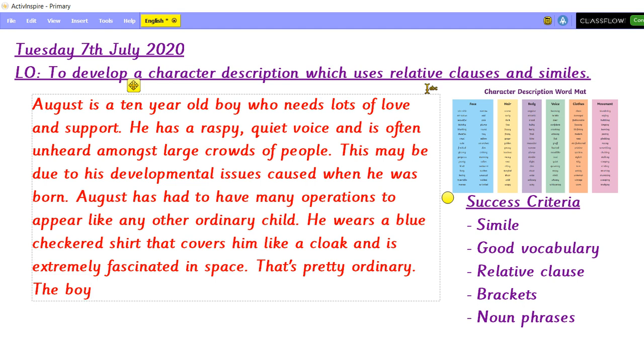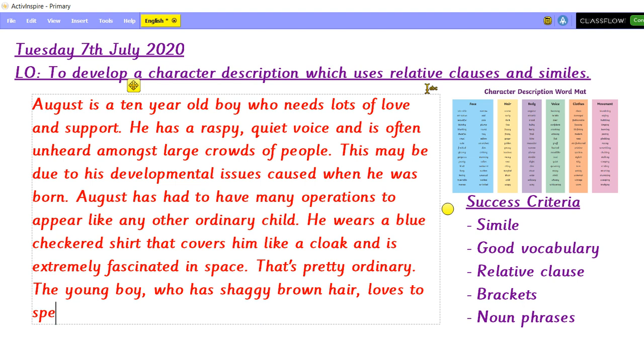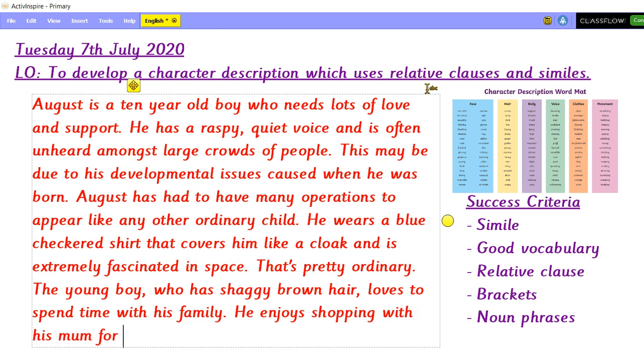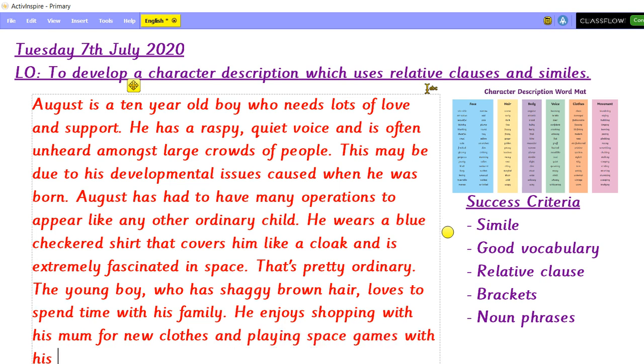who, the young boy, and then we get our relative clause in, who has shaggy brown hair, comma, loves to spend time with his family. He enjoys shopping with his mum for new clothes and playing space games with his dad.